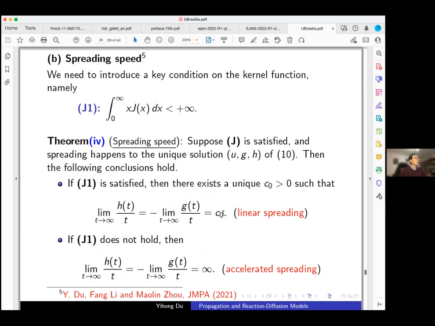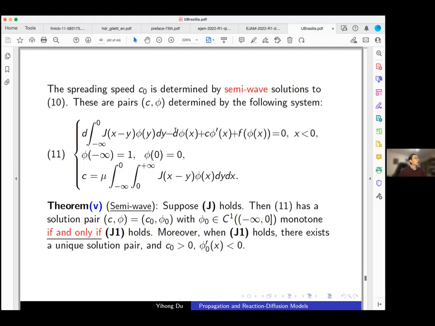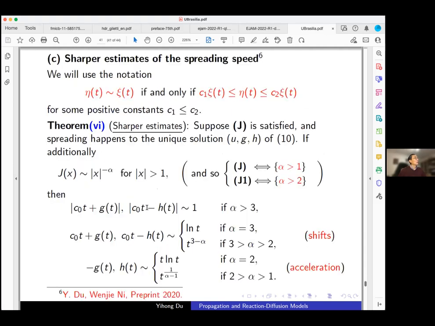And how to determine this C0? Well, we again look for traveling wave solutions, and now we have to solve this problem. We proved this problem has a unique solution pair when J1 holds, if and only if J1 holds. And in another work with Wen Jianli, who is my postdoc here, we checked.